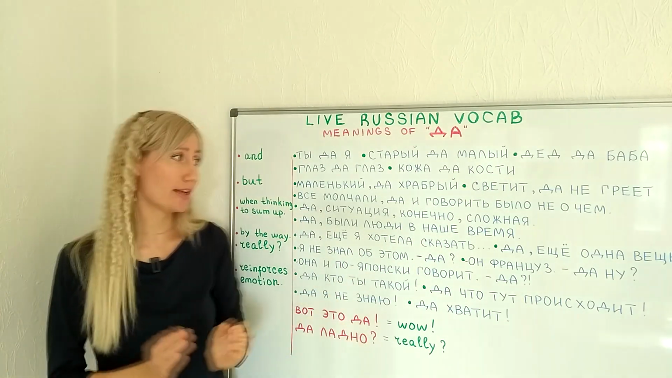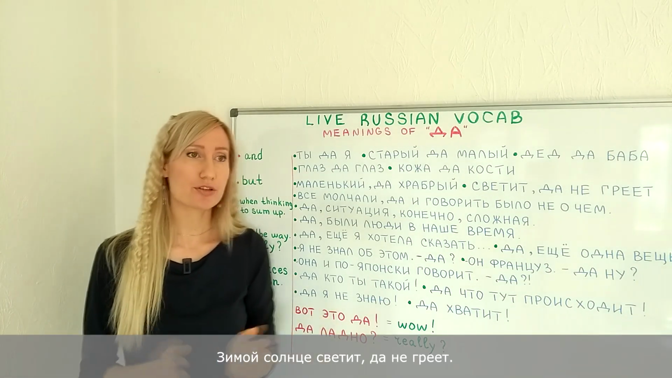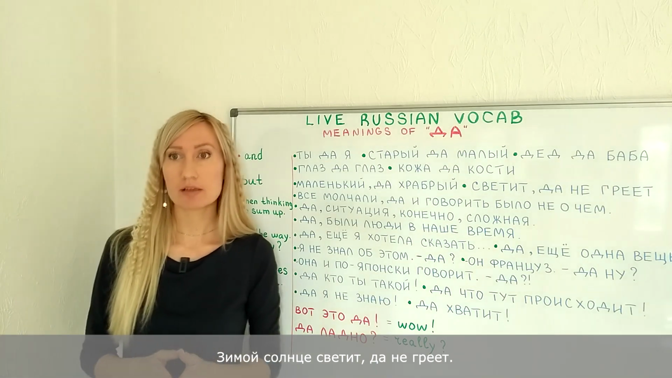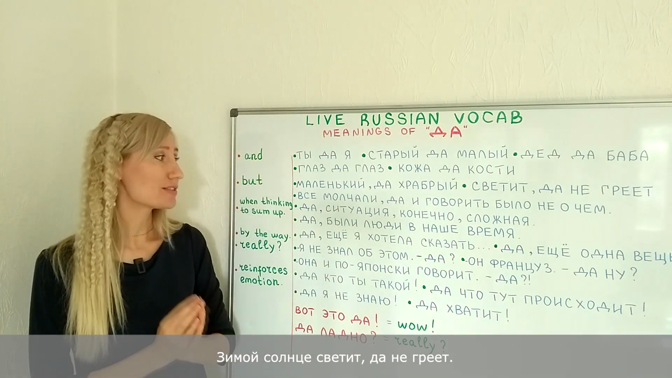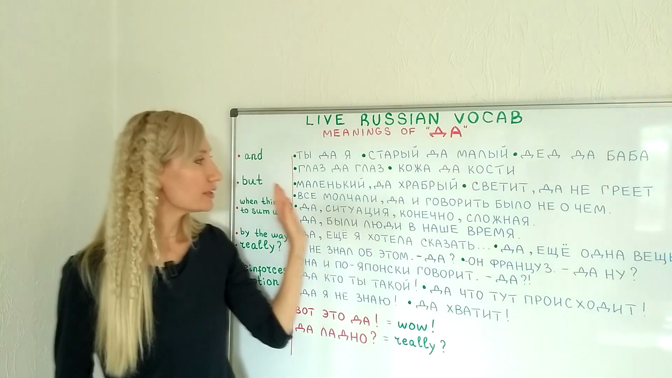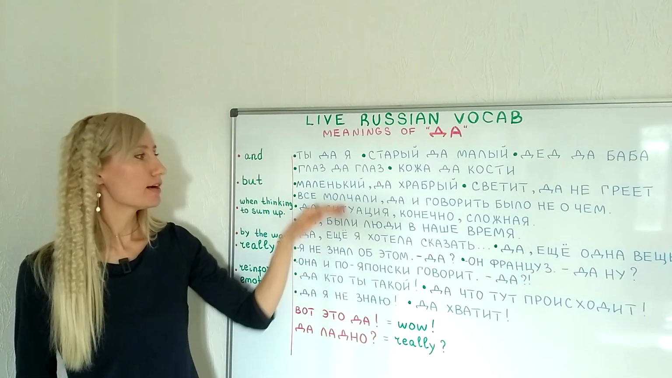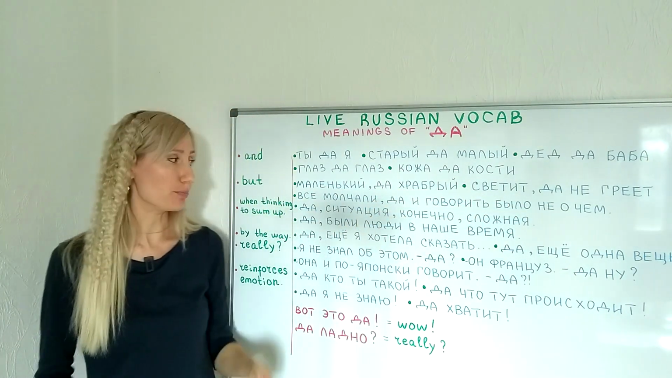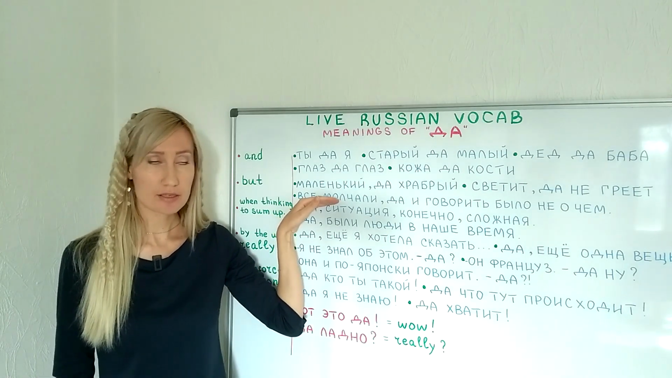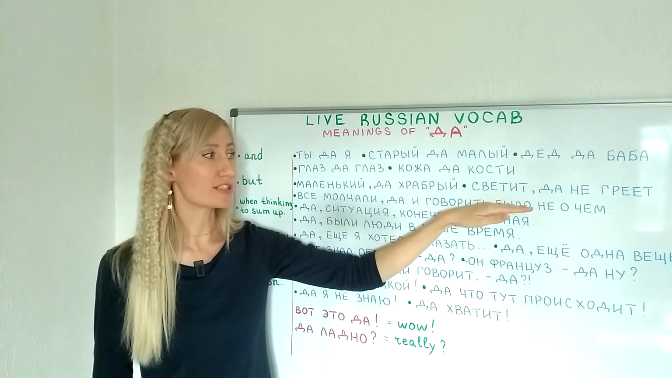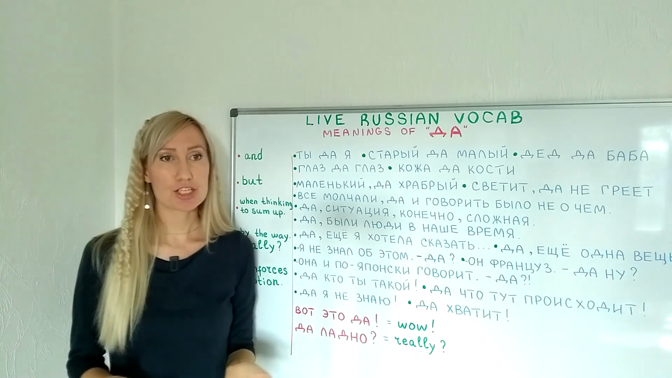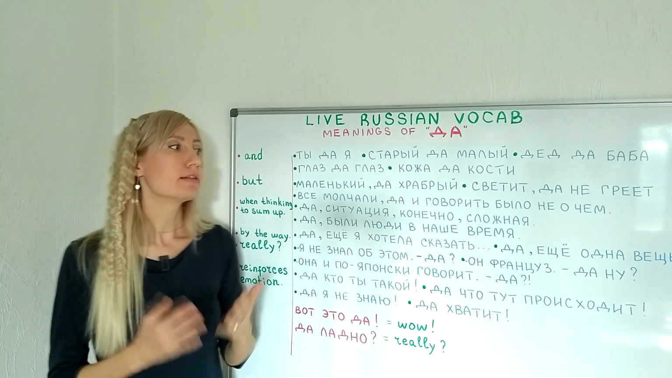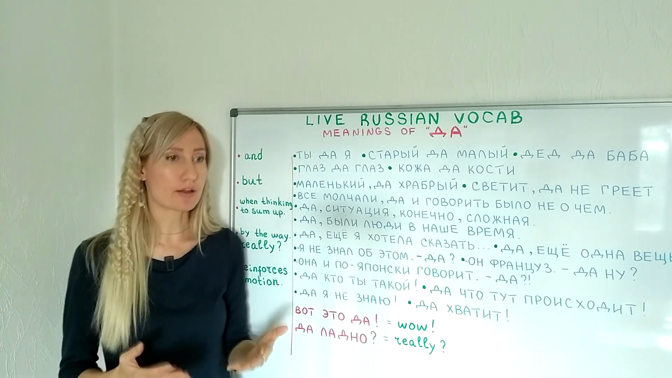Светит, да не греет. For example, зимой солнце светит, да не греет. In winter, the sun gives the light, but doesn't warm you up. Or even in longer sentences like все молчали, да и говорить было не о чем. Everyone was silent, but there was nothing to talk about. Не о чем говорить, there is nothing to talk about. This is the Russian way to say it. Нам не о чем говорить. We have nothing to talk about.